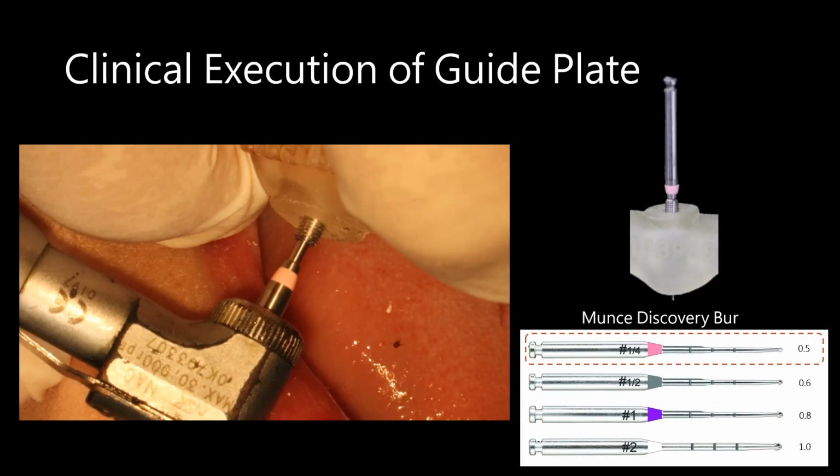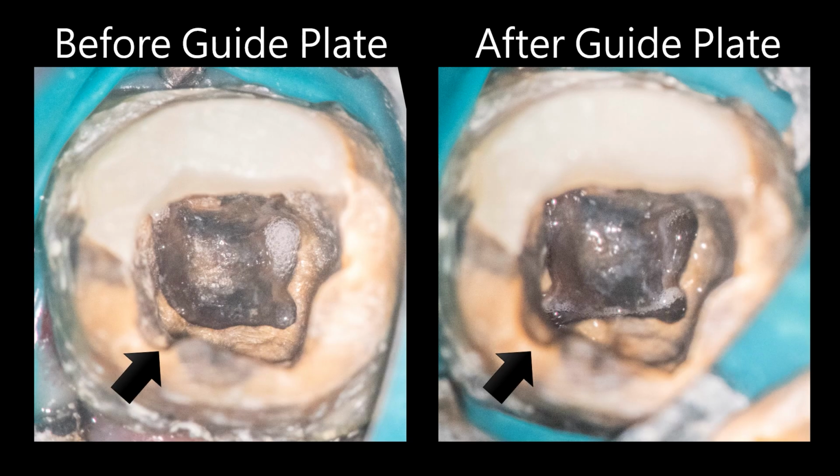So this is the clinical execution of the guide plate. Everyone seeing this will ask, did you drill straight through to the apex? But no, we push 1 to 2 millimeters at a time, and we stop, and we irrigate, and we use a pathfinding file to check. After that, we check the path, and we go more than 1 to 2 millimeters. This is the microscope image before the guide plate, and this is after the guide plate. This is the mesiolingual root canal orifice.